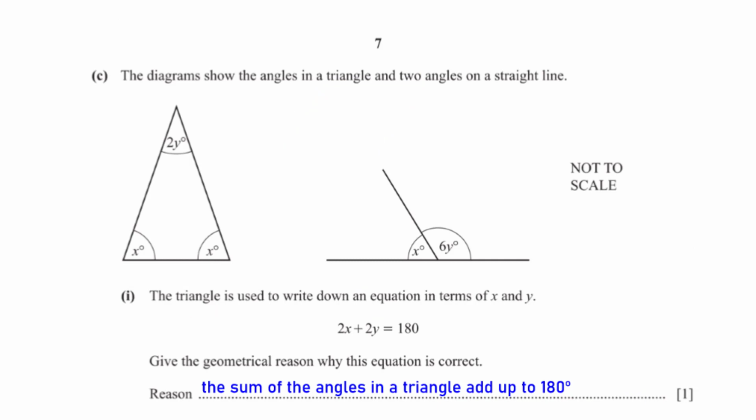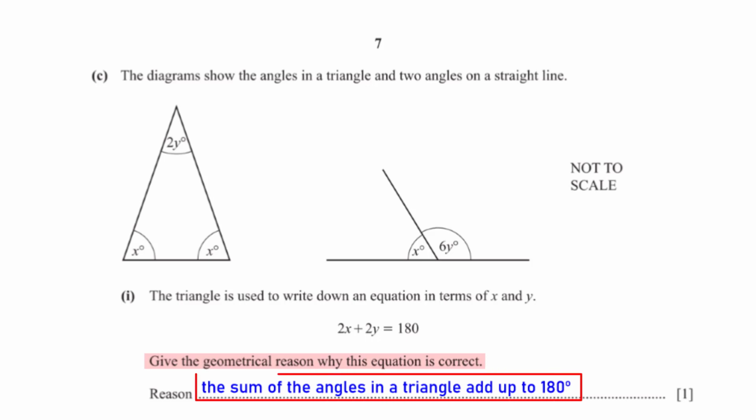The diagrams show the angles in a triangle and two angles on a straight line. The triangle is used to write down an equation in terms of x and y. 2x plus 2y equals 180. Give the geometrical reason why this equation is correct. This is because the sum of the angles in a triangle add up to 180 degrees.